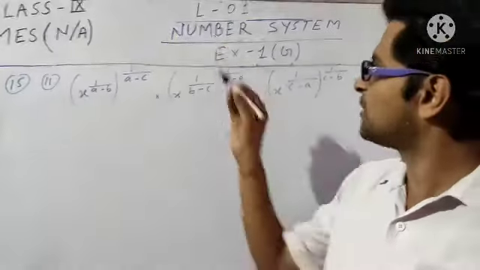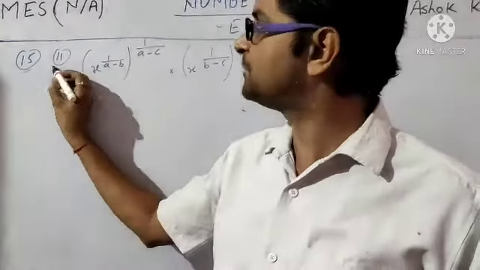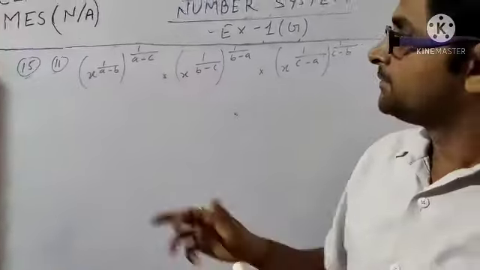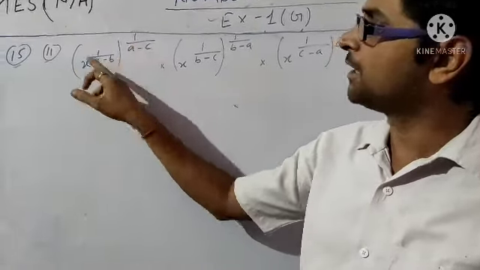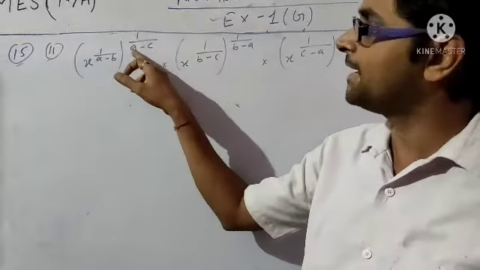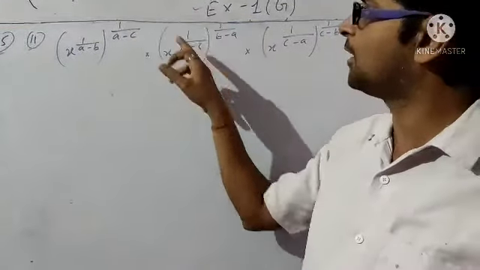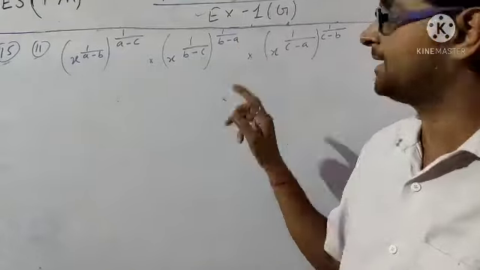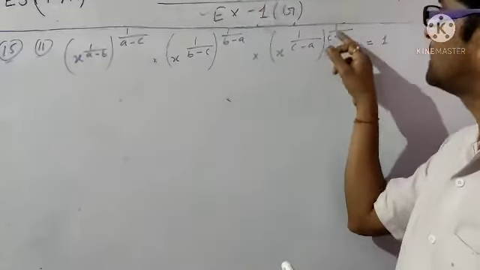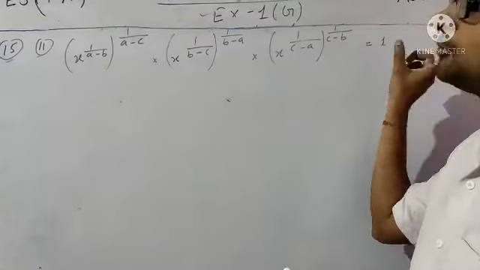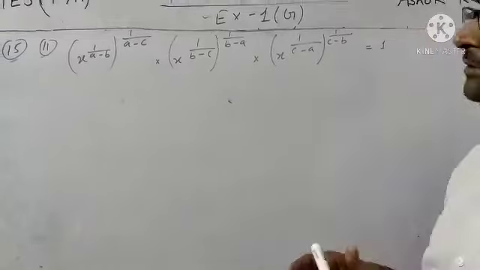Again student, number system, exercise 1F. Here question number 15, the second part. x to the power 1 by a minus b, and the whole bracket 1 by a minus c, into x to the power 1 by b minus c, and the whole bracket 1 by b minus a, into x to the power 1 by c minus a, and the whole bracket 1 by c minus b is equal to 1. That means the total value is equivalent to 1. You have to prove this.